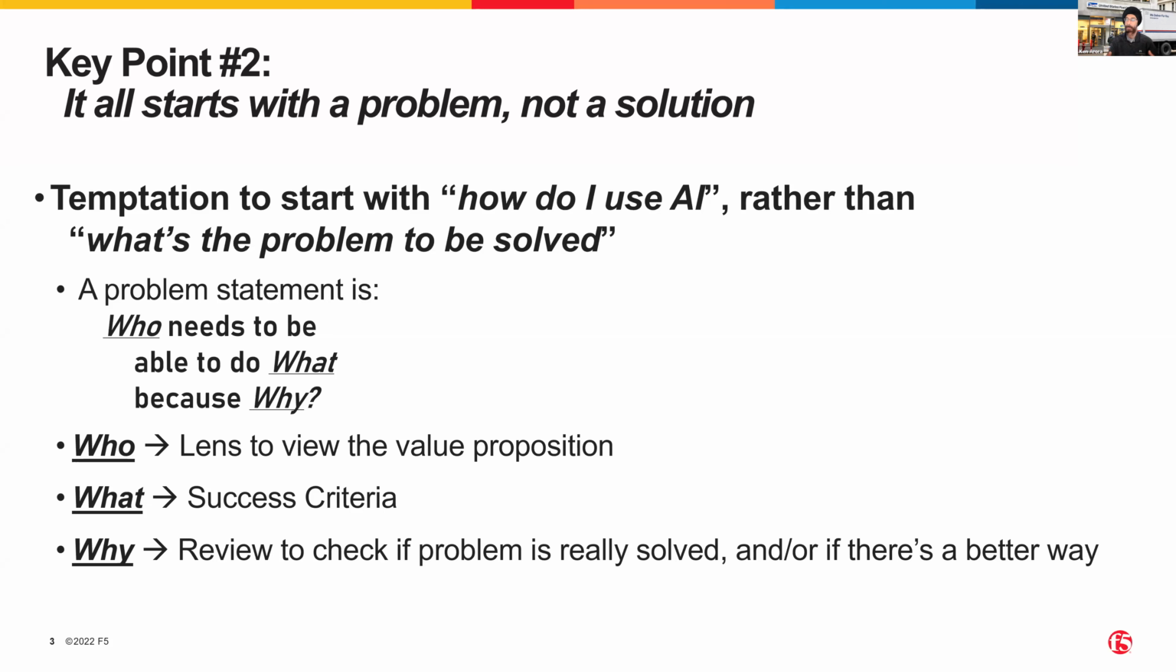The why is when you go back and say, did I really solve that problem? Was there a better way? I might have hit all the success criteria, but when I put it together, I go, wait a second, that's not really solving the why. Or sometimes you realize that I did all this, but now that I've done it, I realize that the why, the reason that this is a problem, can be better solved some other way, but with a different set of requirements. So that's why it's important.